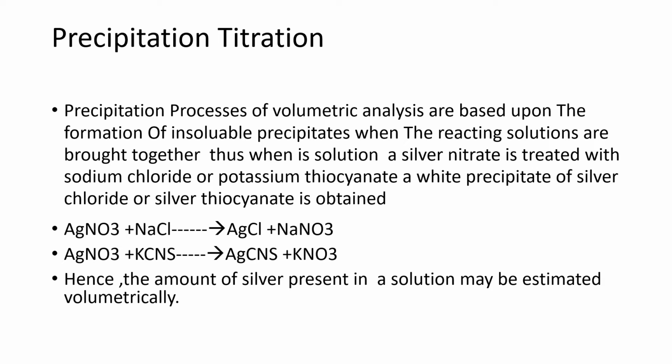You can see here in the reaction, silver nitrate is added to sodium chloride. We are getting silver chloride, a white precipitate, plus sodium nitrate. In the same manner, silver nitrate is treated with potassium thiocyanate, and you are getting silver thiocyanate plus KNO3. So here, when you mix two soluble salts, one of the products is an insoluble salt, so the insoluble salt is precipitating out. And the amount of silver present in the solution may be estimated volumetrically.